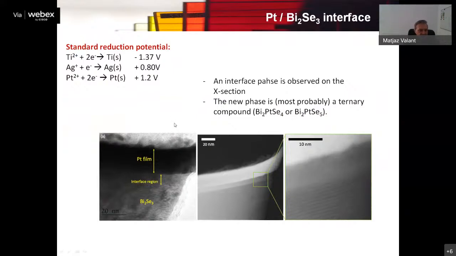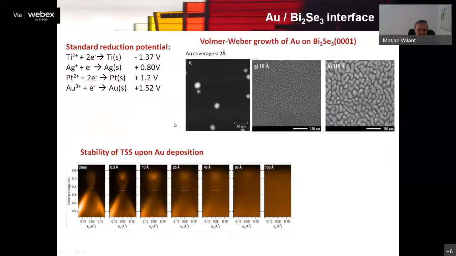And further, of course, here's the gold as an even more noble and inert metal. So we again studied exactly the mechanism of deposition and growth of the film. Here we can see it's growing in a nice island manner, with islands which then get more dense and form some island structure for the higher coverages.